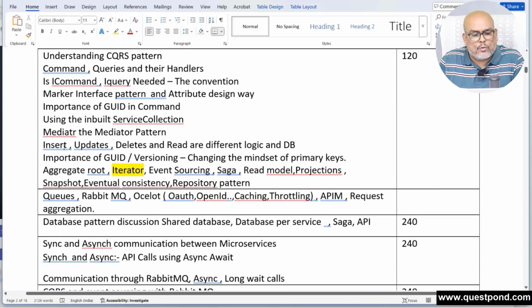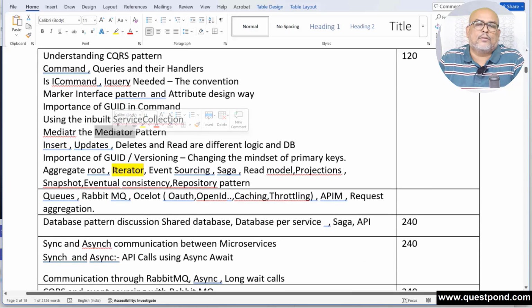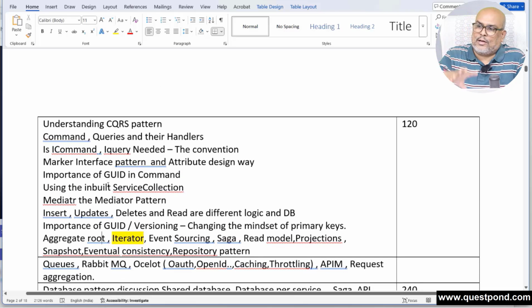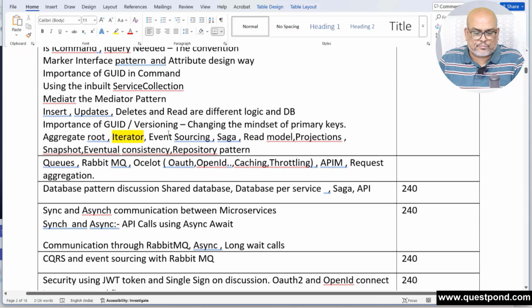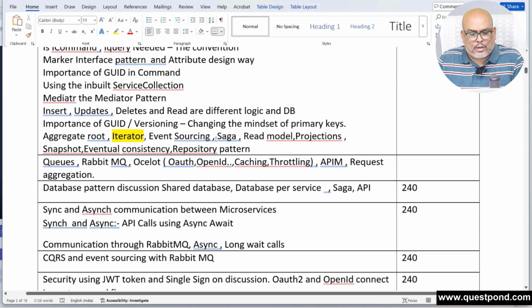And when we are talking about CQRS, we have to use the mediator pattern. Why? Because in CQRS, for every command there is code which will get executed, and for every query there's code. So this mediator will help you to do that mapping. That is the mediator out here, right? Also, some of the concepts I'll be talking about, GUID and versioning, all that is there, right?